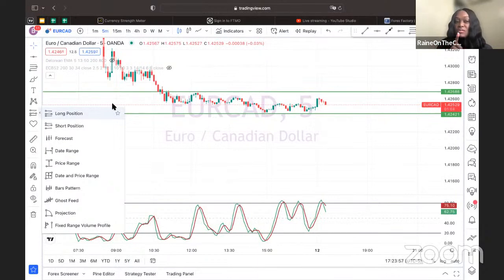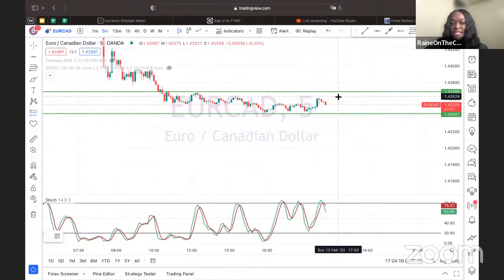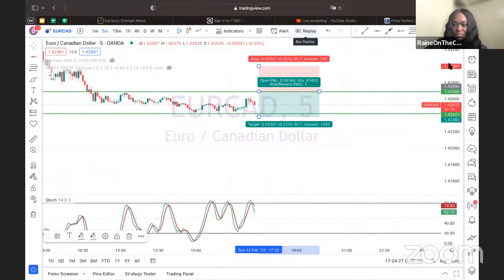So since EuroCAD, we're looking for sells, we're going short the market. So I'm going to select the short position, and let's say I thought that the entry price that I would want would be up here. I'm going to put my tool up here, right?